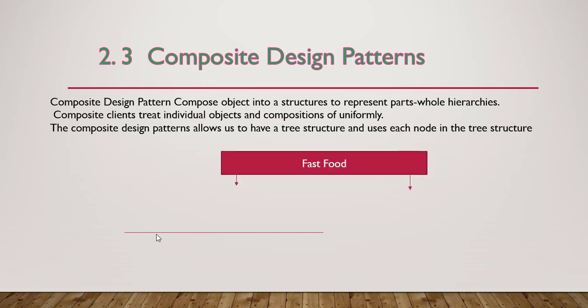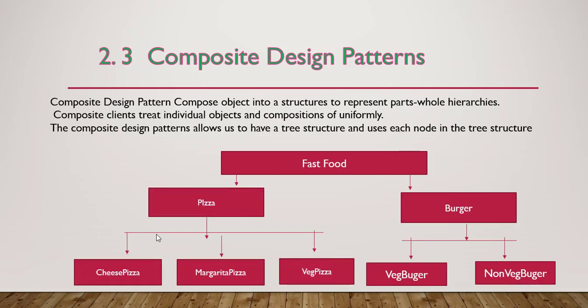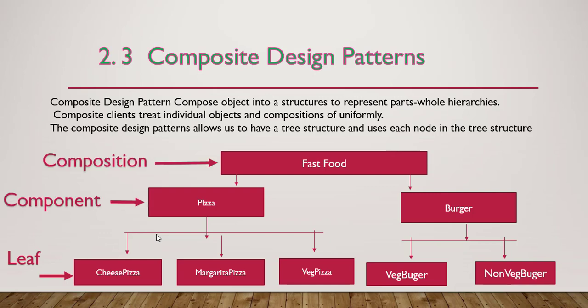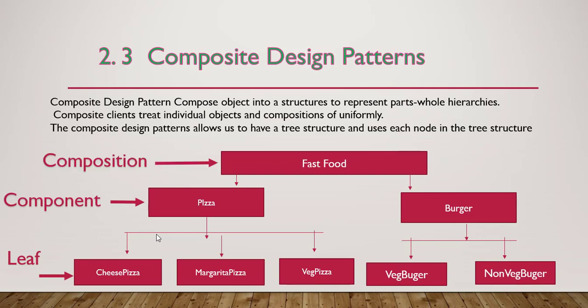Say I have first a class named fast food. It has two types, pizza and burger. Pizza has three types: cheese pizza, margherita pizza and veg pizza. Burger has veg and non-veg burger. So this is a hierarchy which we have created. On the top level we will have fast food. The last ones we consider as leaf, the classes which have leaves are components, and we have compositions as well.